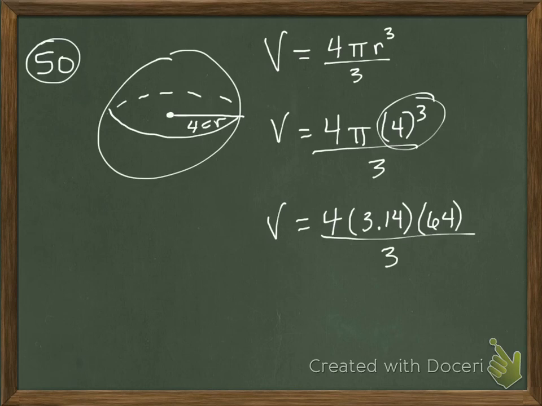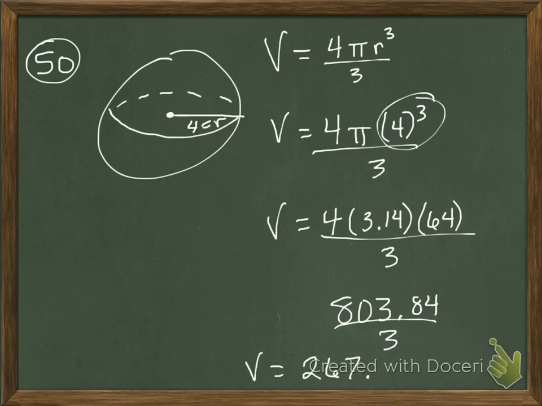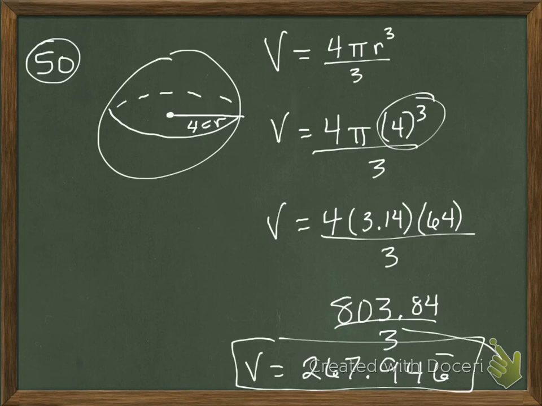All right, so we're going to multiply everything on the top. All right, we should get 803.84, and then we're going to divide that by 3 to get the volume of this sphere. And we get 267.946 repeating. All right, and volume is always measured in 3-dimensional units, so it's going to be units cubed.